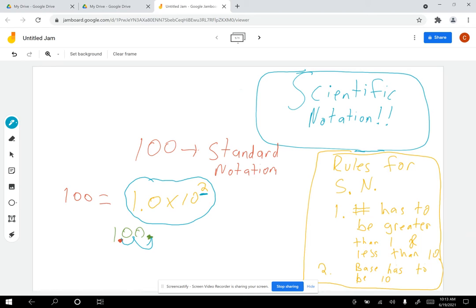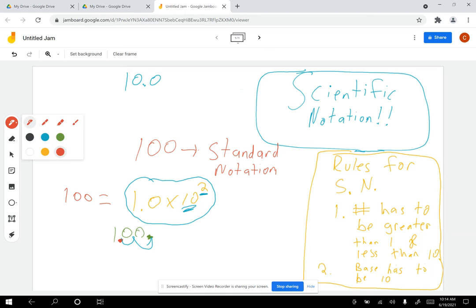Now, how did I know it had to be in between 1 and 0? How did I know how to do all of this? Very good question. How did I know that it was written as times 10 to the next power? That's a very good question. What I want us to do real quick is look at the rules for scientific notation that I wrote down on the board. Rule number 1, this number that we are creating has to be greater than 1 but less than 10.